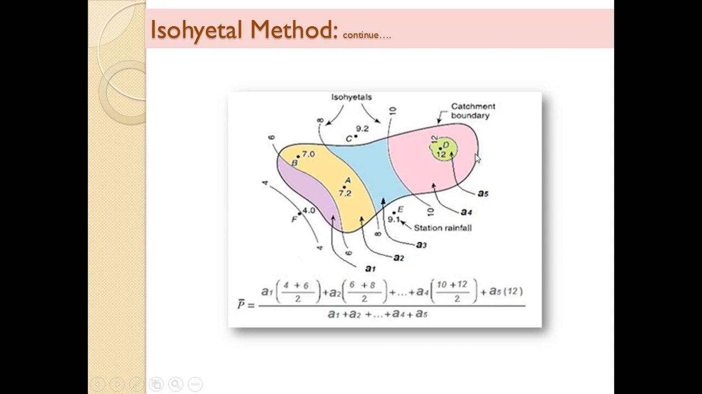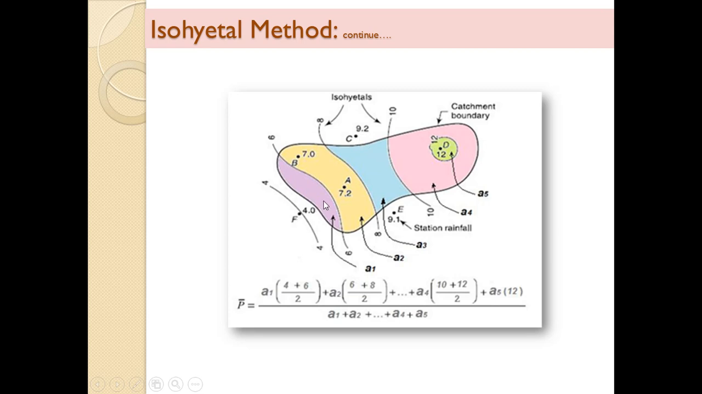The catchment area is drawn with the help of a scale. All the rain gauge stations are shown, lying inside and lying outside. Precipitation is also marked, and then isohyets are drawn. So how to draw the isohyets? Please listen carefully. This is the rain gauge station having precipitation equal to 4. This is the rain gauge station having precipitation equal to 7. This is a rain gauge station with 7.2. A rain gauge station with 9.2 and so on.